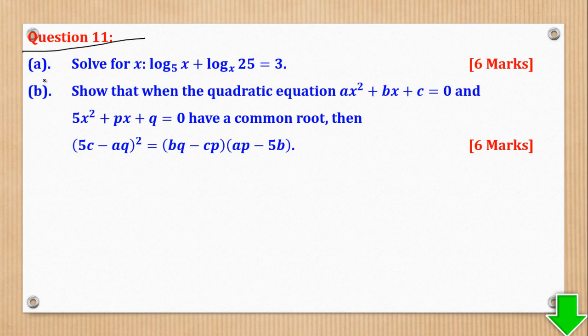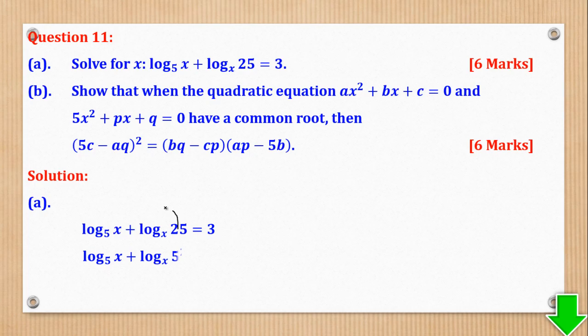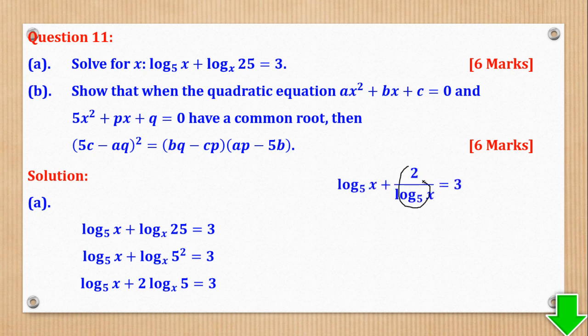So now we shall go to question 11. Part A says solve for x in this. So first rewrite the given equation, then prime factorize the 25, then bring the 2 this side, then we can now change the base to base 5, and we let y be equal to that. So substitute for y, substitute for this to give you this, and this to give you this. Then multiply throughout by y.